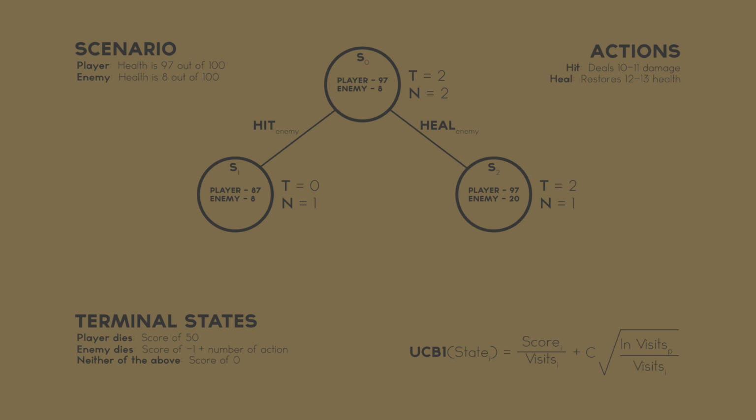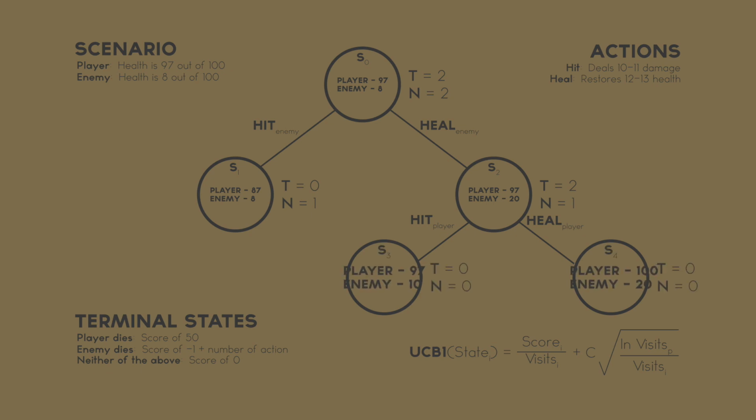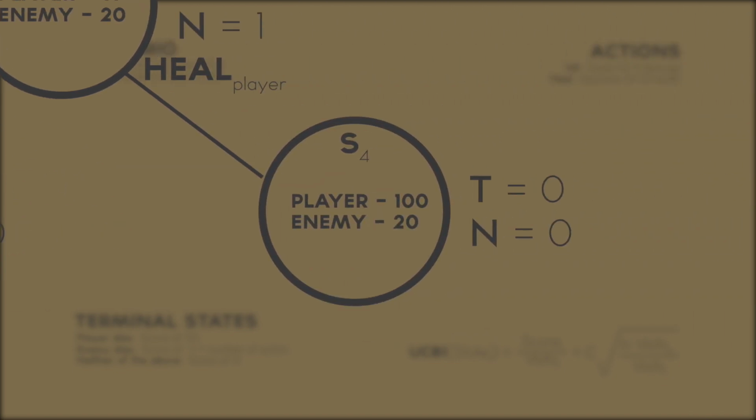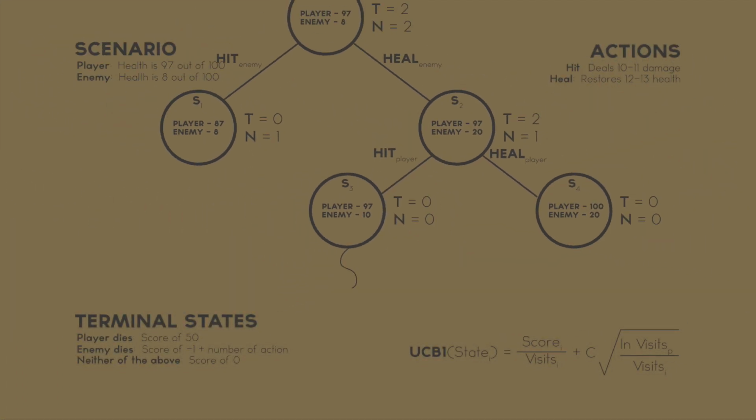Expansion occurs, which is now in the player's perspective. State S3 has a player health at 97 and enemy health at 10, and State S4 has a player health at 100 and the enemy health at 20. S3 is chosen for a rollout.